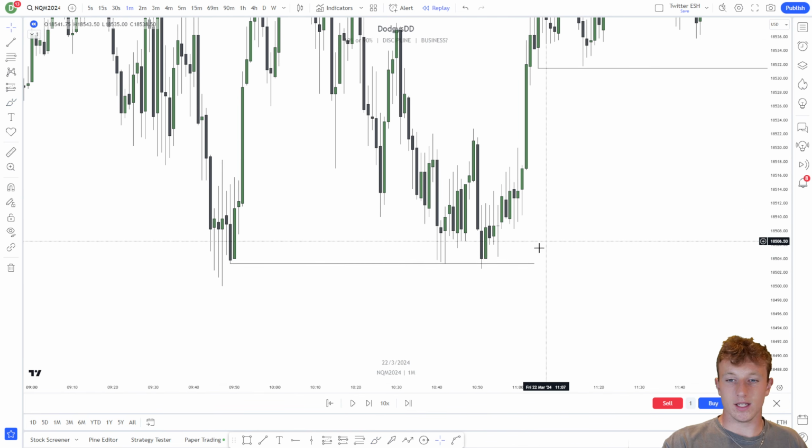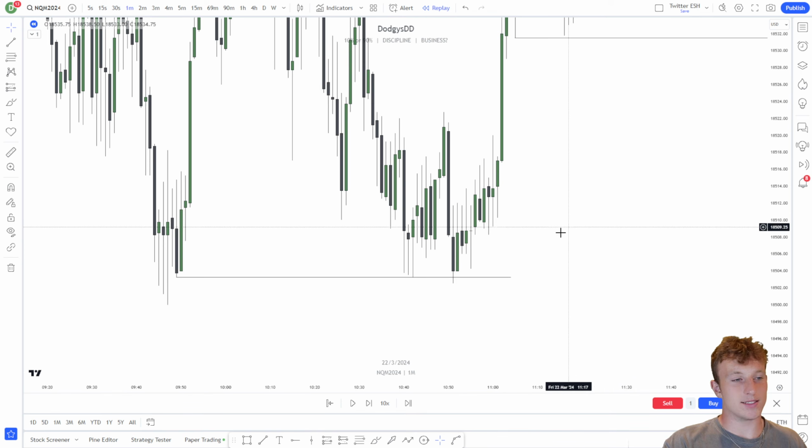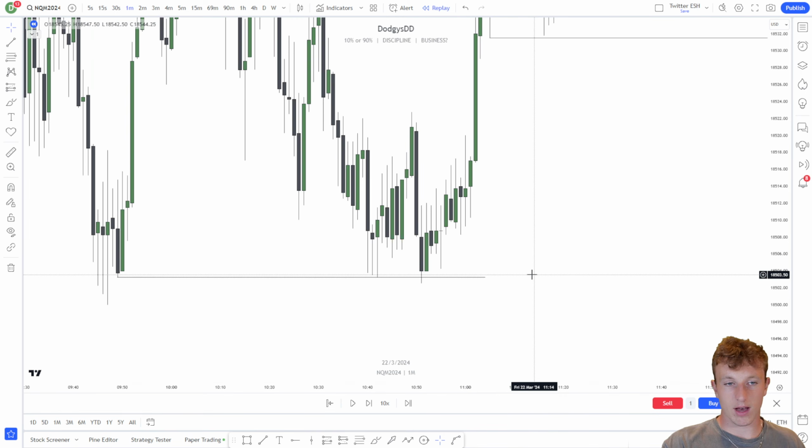This is not support. This is liquidity. And once you understand the concept that there's people stopping out here, and that's how the market reverses, you will totally get away from the concept of, oh, this isn't liquidity, this is support, this is where people like to buy. That's not how the market works.